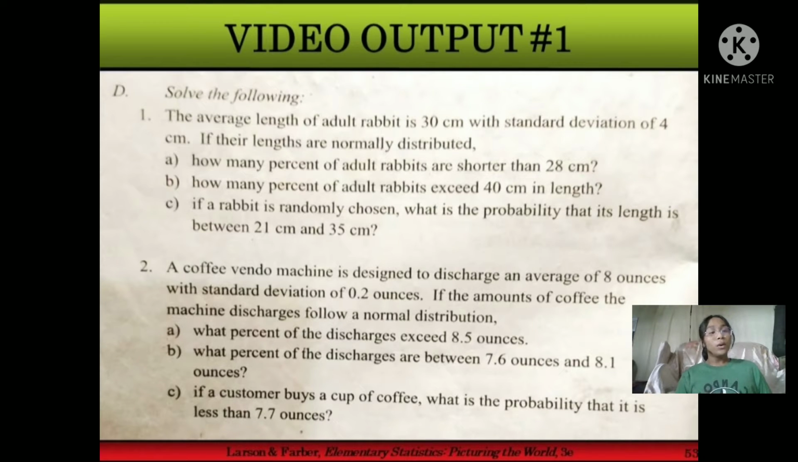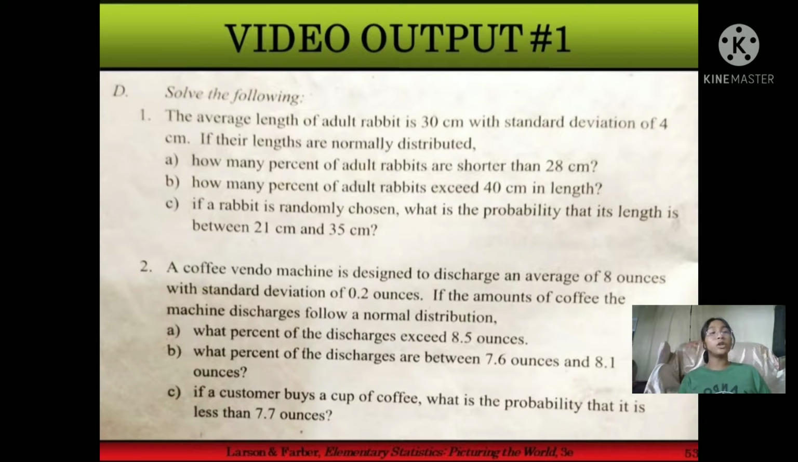So the first question, or letter A, how many percent of adult rabbits are shorter than 28 centimeter? B, how many percent of adult rabbit exceed 40 centimeter in length? And C, if a rabbit is randomly chosen, what is the probability that its length is between 21 centimeter and 35 centimeter?